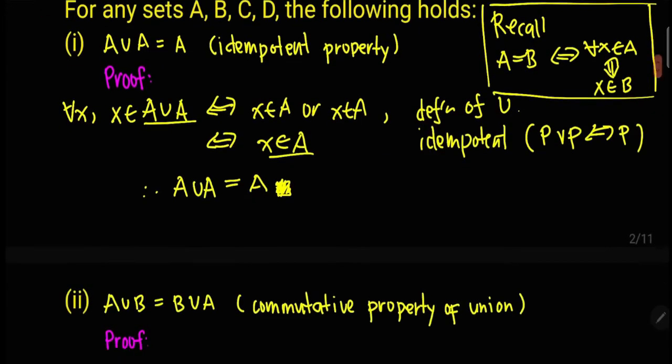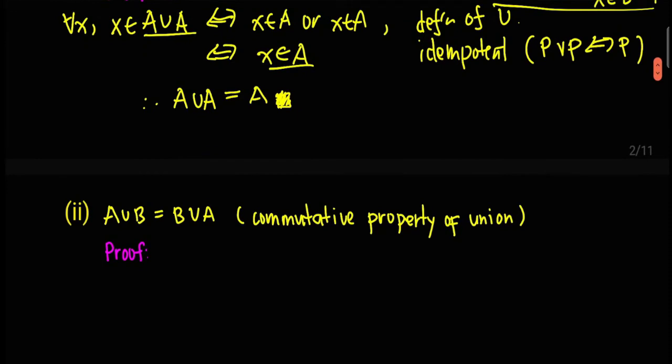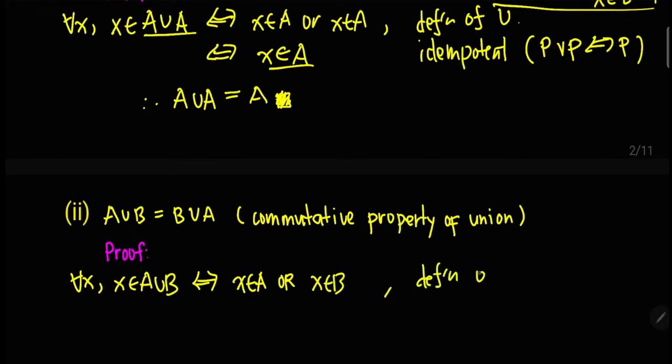Now, we can also show that the union is commutative, meaning, as we've shown a while ago, the operation A union B is the same as B union A. And that's called the commutative property of union. So again, all we need to do is to state the proof mathematically. So for all X, X is in the union A union B if and only if, by definition of the union, X is in A, or, again, that's an inclusive or. So either X is in A or X is in B. Definition of union.